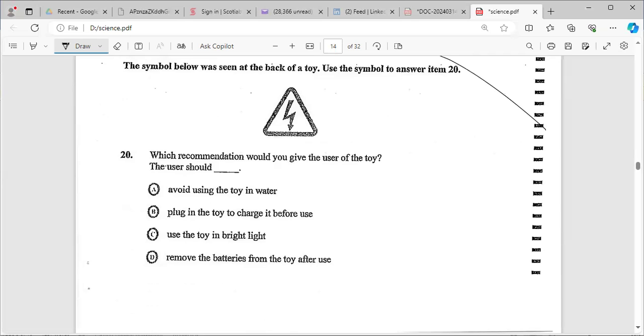The symbol below was seen at the back of a toy. Use the symbol to answer item 20. Which recommendation would you give the user of the toy? The user should A. avoid using the toy in water. B. plug in the toy to charge it before use. C. use the toy in bright light. D. remove the battery from the toy after use. And that would be A, avoid using the toy in water.